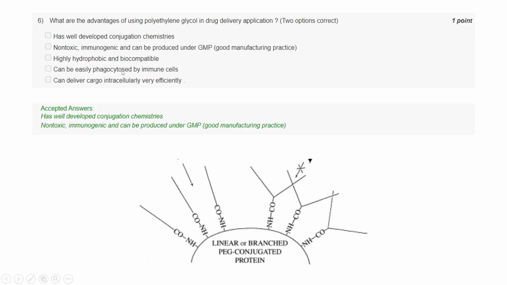Also, it cannot be easily phagocytosed by immune cells because PEG has a branch kind of character, and as a result, it will not let your immune cells come near this drug molecule. Also, because of this reason, it cannot be used to deliver cargo intracellularly very efficiently because it will be difficult for cells to just gobble up this molecule because of the branches of PEG.